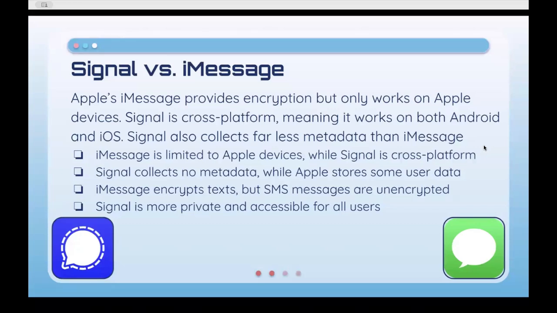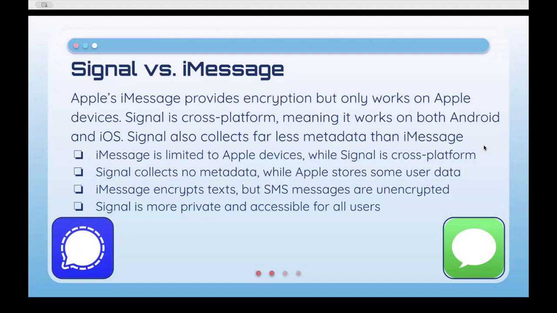Signal also collects far less metadata than iMessage. So even though iMessage is relatively known to be a good messaging platform, Signal outshines it in the matter of privacy and security. Now, obviously, iMessage is limited to Apple devices, while Signal is known to be cross-platform.